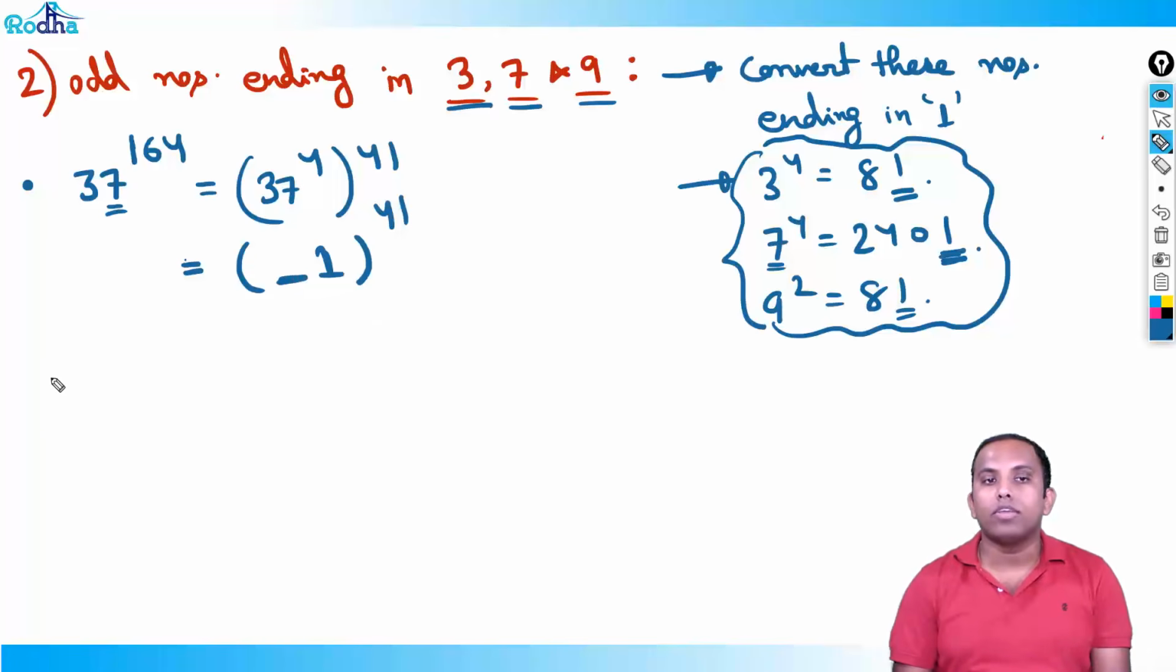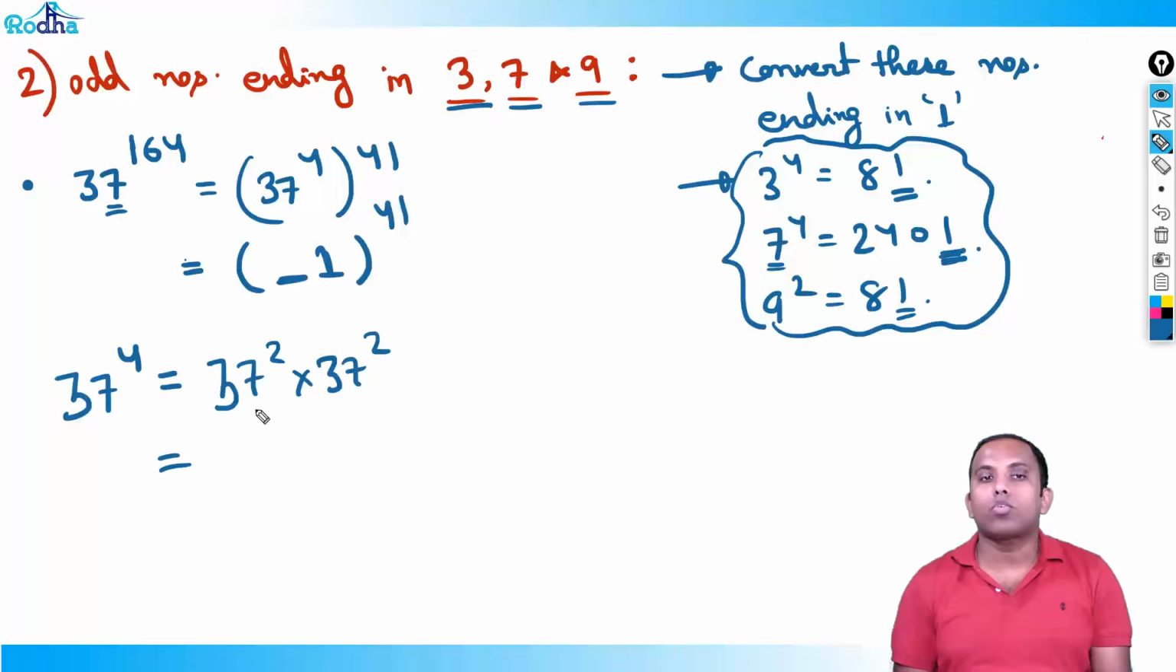So how to get it? There's a normal way of calculating. I need the last two digits of 37 raised to 4. So I can break it as 37 square into 37 square. What is the last two digits of 37 square? 37 is close to 50, so its last two digits are the same as 13 square. What is 13 square? 169, so it is ending in 69. This one is also ending in 69.